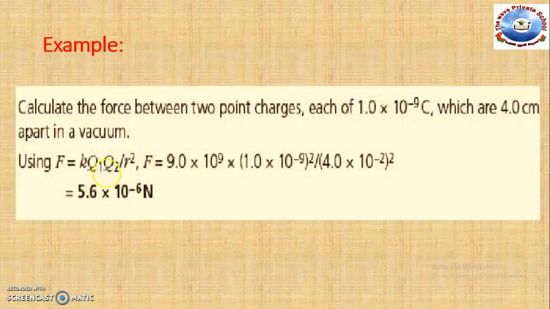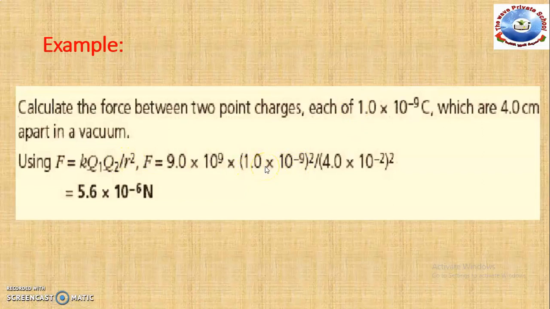To understand this, here is an example. Calculate the force between two point charges, each of 1 multiplied by 10 to the minus 19 coulomb, which are 4 centimeters apart in a vacuum. Two charges are given, and the distance is 4 centimeters. We know the relation F is equal to K Q1 Q2 over R square. This is Coulomb's law, and we derived this relation in the last slide. So F is equal to 9 multiplied by 10 to the 9, this is the value of K, times Q1 Q2.